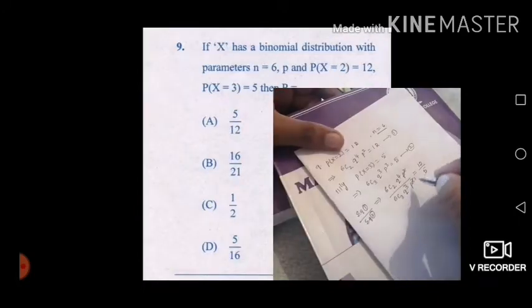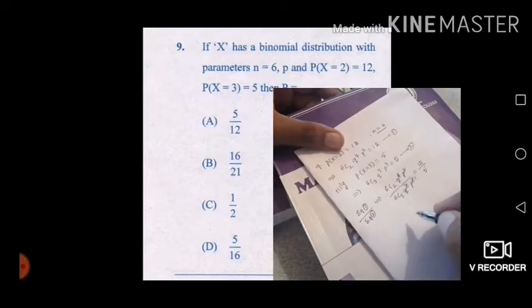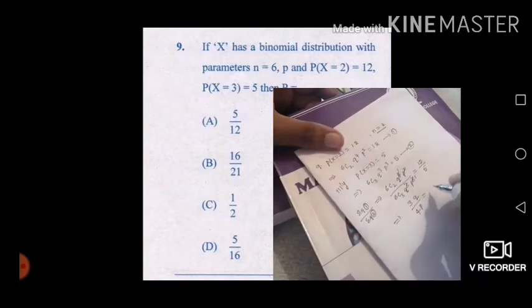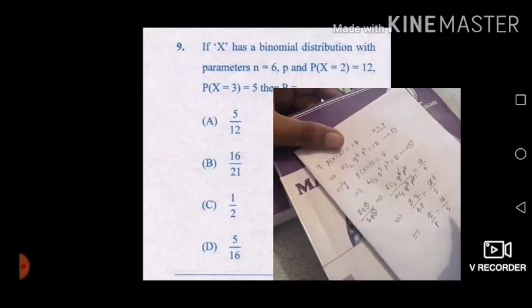P left out in the denominator, Q left out in the numerator. Now after solving 6C2 by 6C3, we will get 3Q by 4P. Solve this, which is equal to 12 by 5. 3 ones are 3, 3 fours are 12. So finally we got Q by P is equal to 16 by 5.